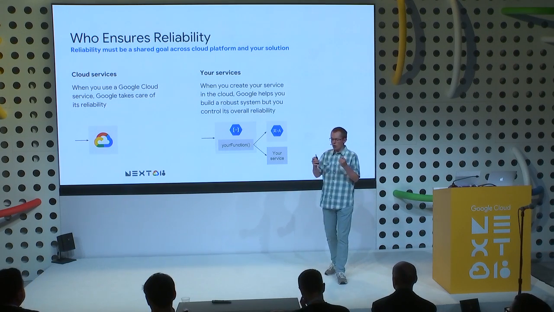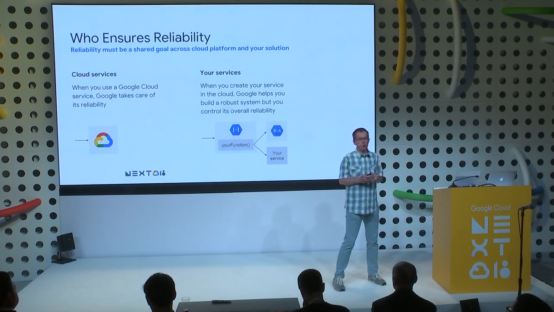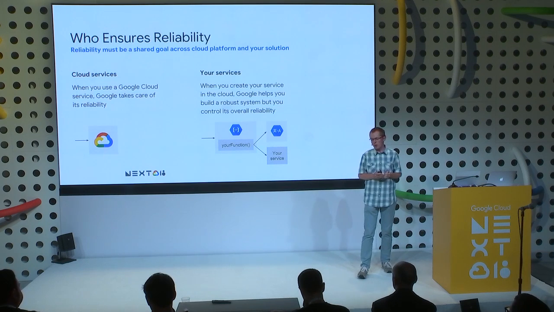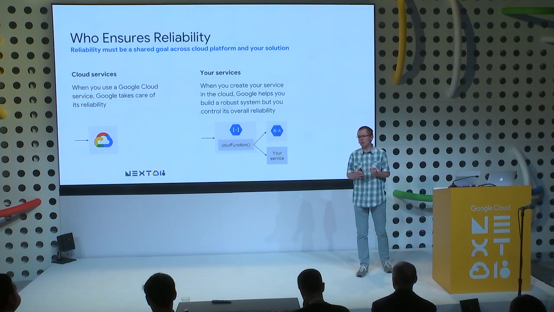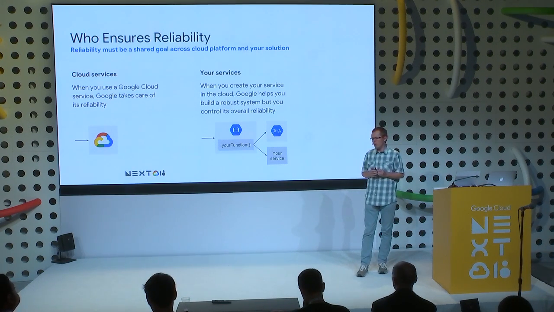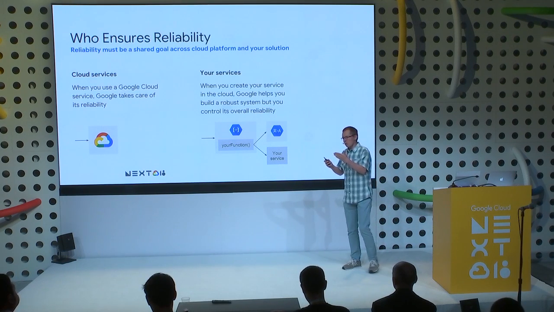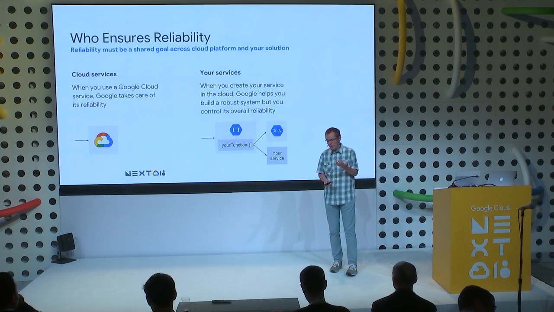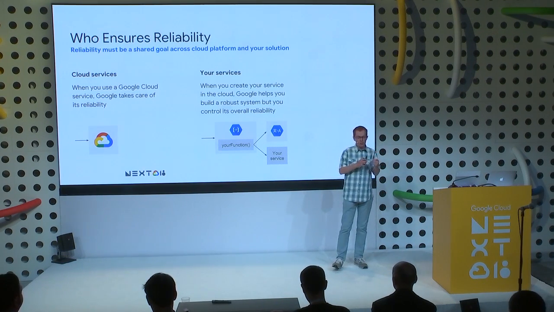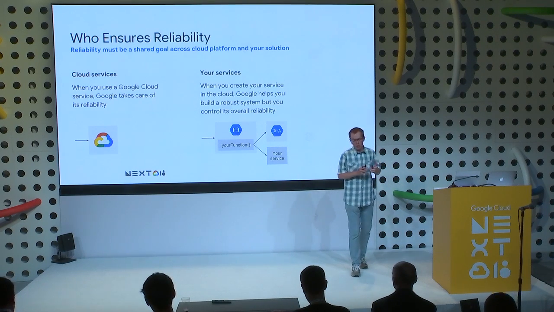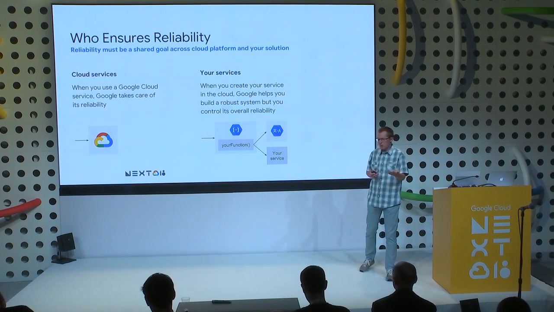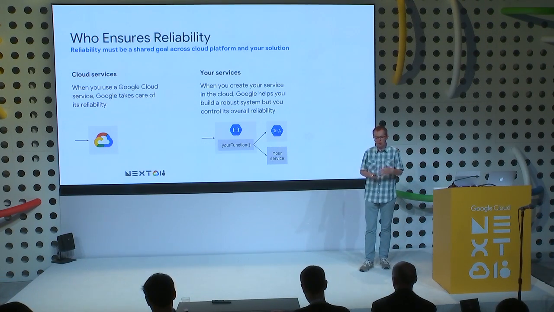When you create your service in the cloud, Google still helps you build a robust system, but you are in control of its overall reliability. For example, your function may fail if it includes a bug. A call to your other service may also fail if that service returns an error or is flaky.